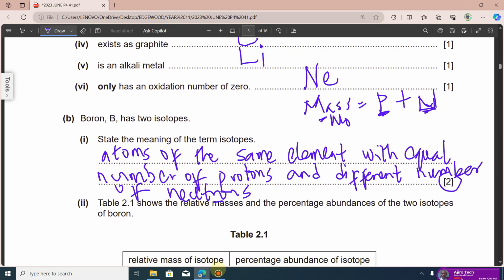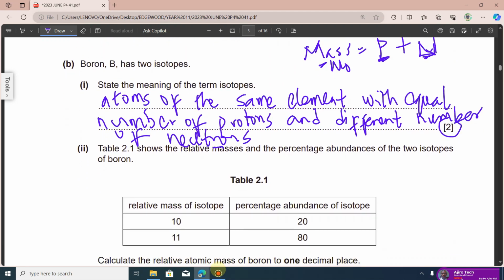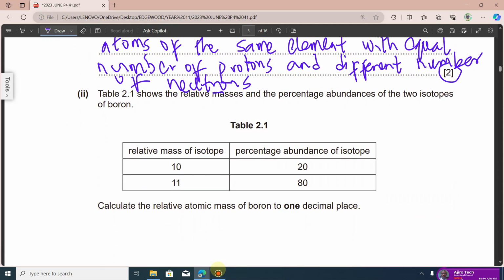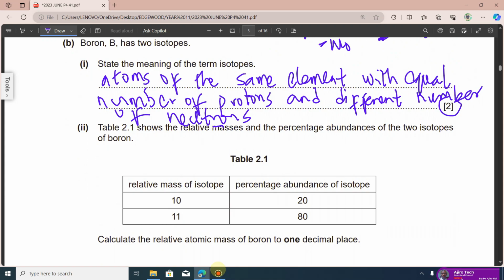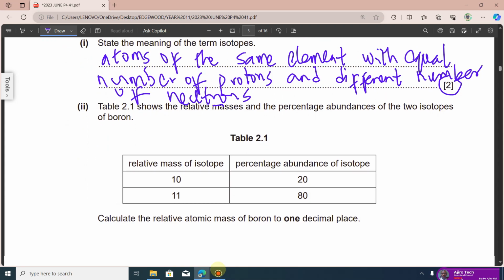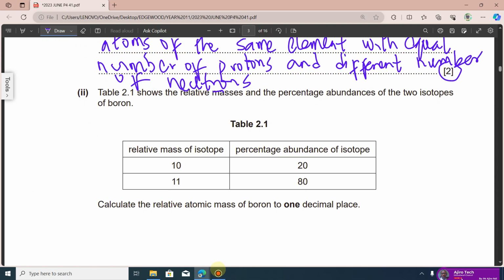Okay, so I believe that's clear enough. Now, moving to the next question, we're given a table that shows the relative masses and percentage abundances of 2 isotopes. So we are expected to calculate the relative atomic mass to 1 decimal place. Now, this is a very easy question.